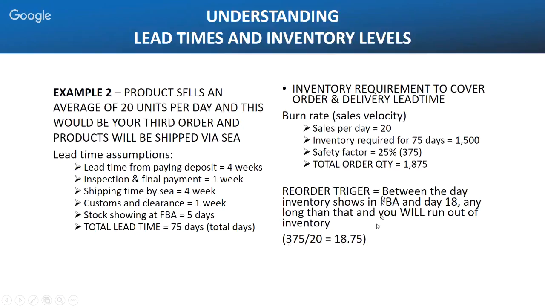So 375, which is our safety factor, or our buffer time, whatever you want to call it. Okay, so once we're burning at 20 a day, our burn rate is 20 a day, or sales velocity is 20 a day, and that's going to give us 18 days worth to burn through these 375. Okay, if you start to burn into the 1,500, again, you're in danger of running out of stock or running out of inventory. And this is why I'm saying you need to order anywhere between 0 and 18 days in order for you not to run out of inventory.